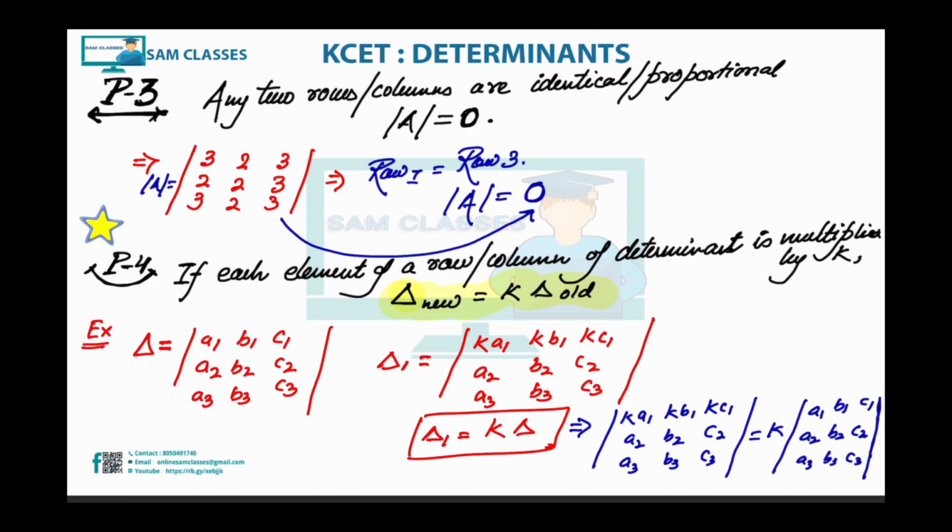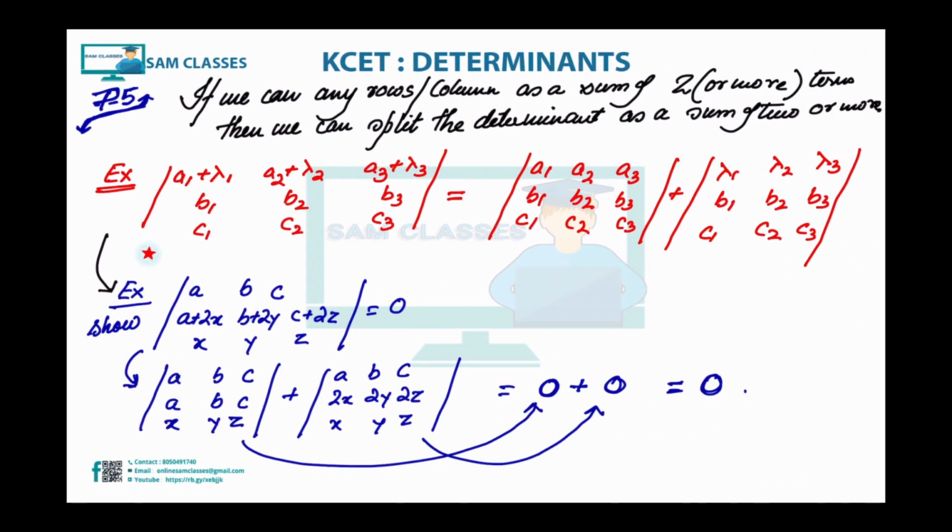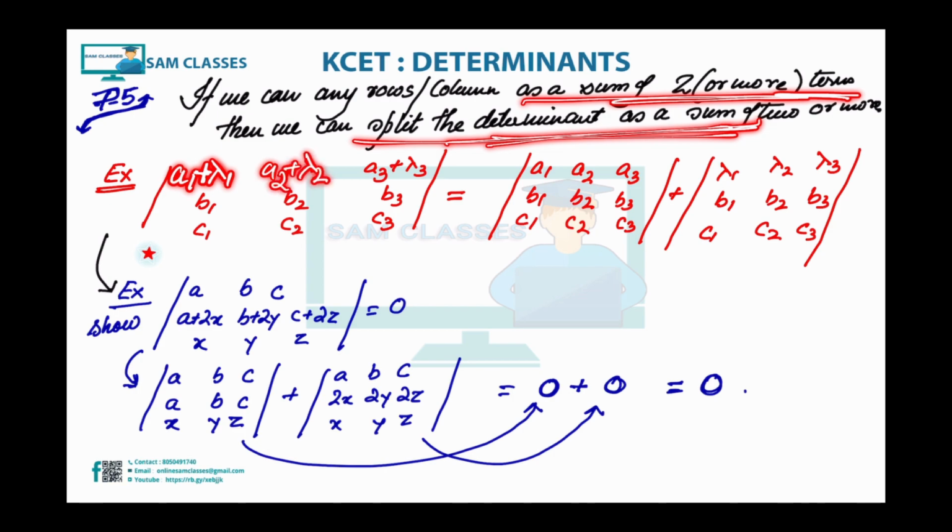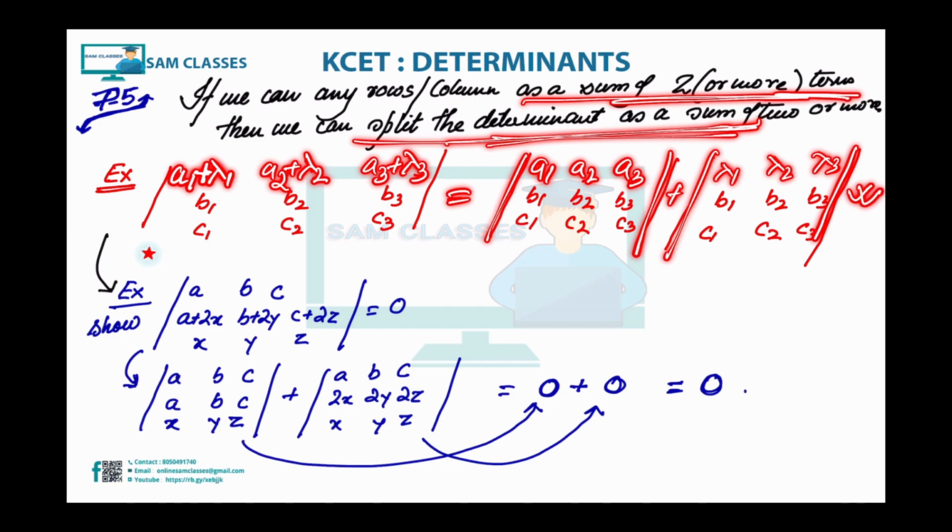Till here, any doubts, do put them in the comment section, students. Let's see the next part. Now let's see the next property of the determinant, students. If we have any row or column which is written as a sum of 2 or more terms, we can split it up. Let's say the elements in the first row are written as a1 plus lambda 1, a2 plus lambda 2, a3 plus lambda 3. So we can split them up and make them into two determinants. In the first one I've taken a1, a2, a3, and in the second one I've taken lambda 1, lambda 2, lambda 3. So I can do it like this also.